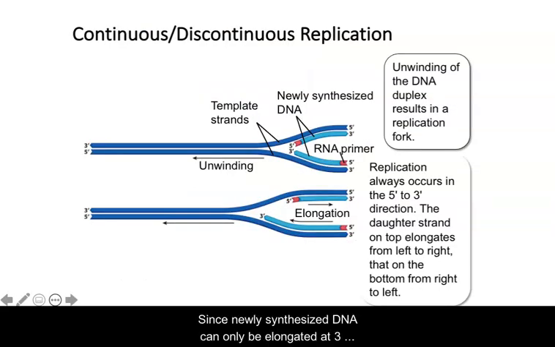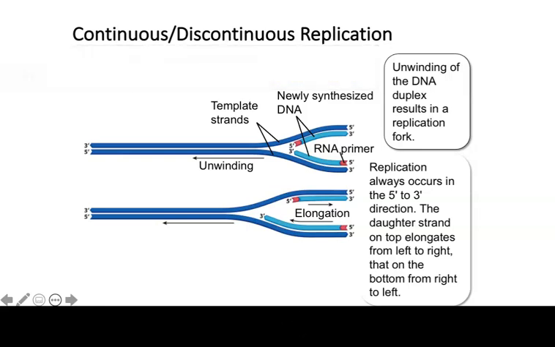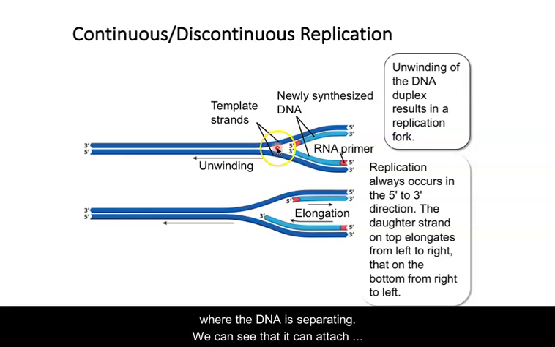Since newly synthesized DNA can only be elongated at the 3' end, the two daughter strands are made a bit differently. One strand, called the leading strand, has its 3' end pointing towards the replication fork. So you can see this 3' end here. Here, let me get the laser pointer, see if that helps us. We see the 3' end is pointing towards the replication fork. This is the replication fork where the DNA is separating.